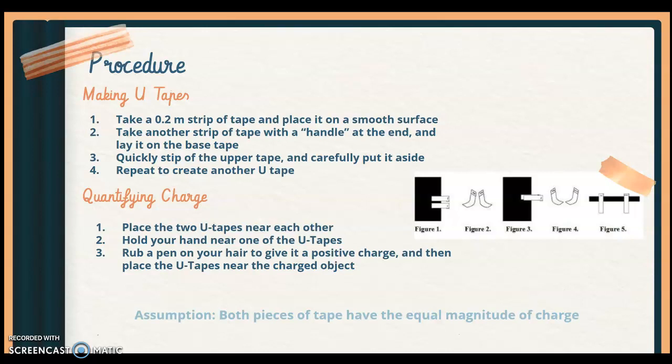To quantify the charge, there's three methods that we can use. We can place the two U-tapes near each other, hold our hand near one of the U-tapes, or rub a pen on our hair to give it a positive charge, and then place the U-tapes near the charged object to quantify the charge. In all cases, we assume that the charges are evenly dispersed on both pieces of the tape and have an equal magnitude of charge.